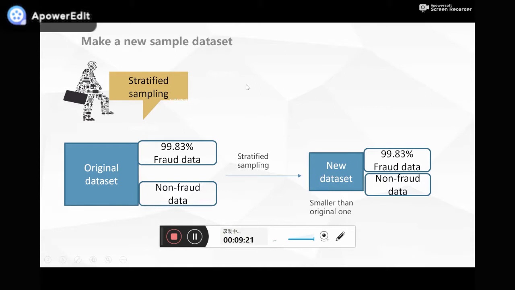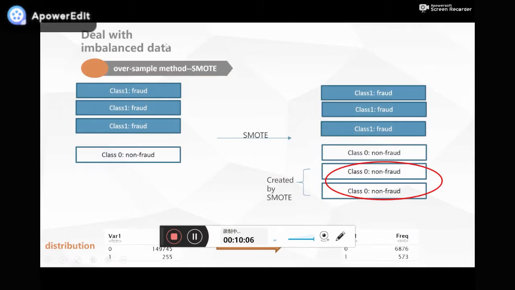In R, firstly, since it's not that easy to get a real credit fraud dataset, we do not have another dataset currently. But I will use stratified sampling to make a new dataset. The concept of stratified sampling is that we stratify our original dataset and extract data from every stratum, letting the proportion be equal. And then we get a smaller dataset. That's our new dataset.